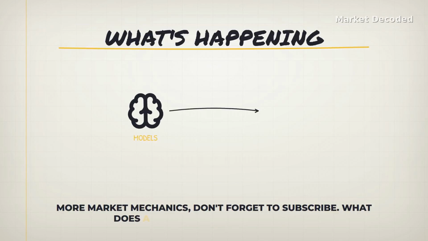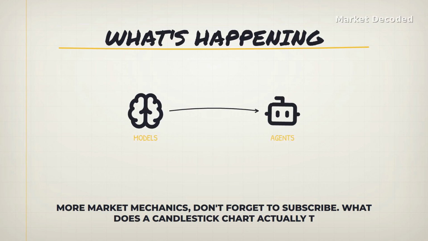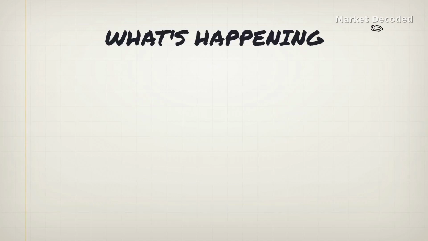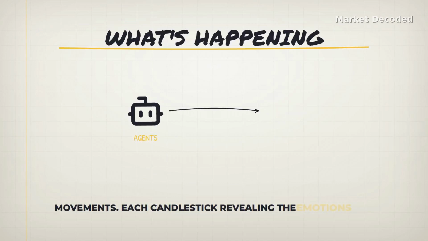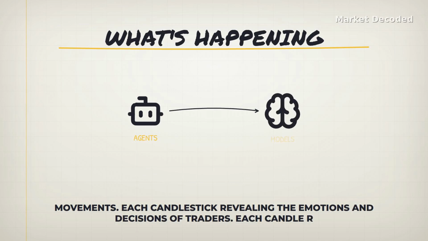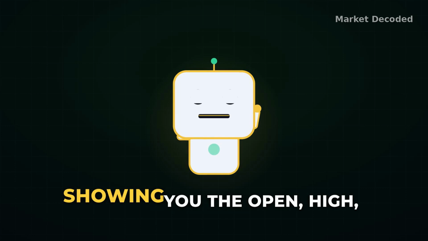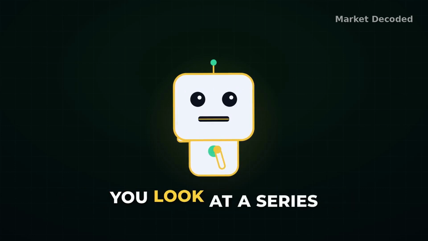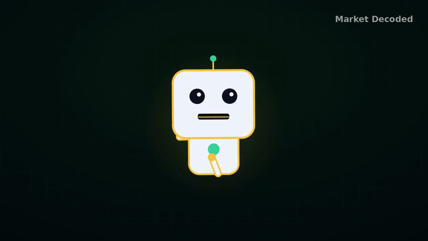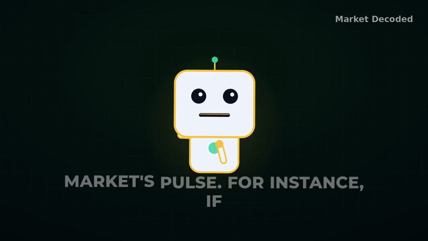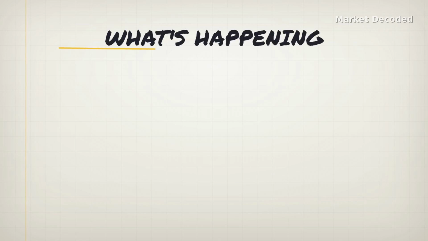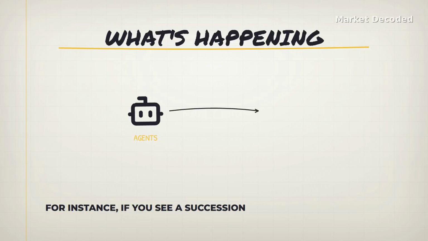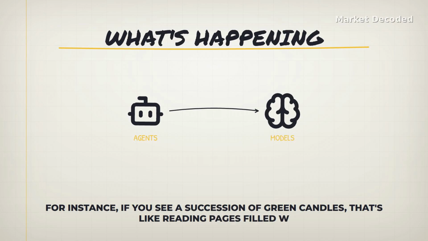What does a candlestick chart actually tell you about the market? Think of these charts as a visual storybook of price movements. Each candlestick reveals the emotions and decisions of traders. Each candle represents a specific time period, a minute, an hour, or a day, showing you the open, high, low, and close prices. When you look at a series of candlesticks, you're not just observing numbers, you're witnessing the market's pulse. For instance, if you see a succession of green candles, that's like reading pages filled with optimistic narratives.